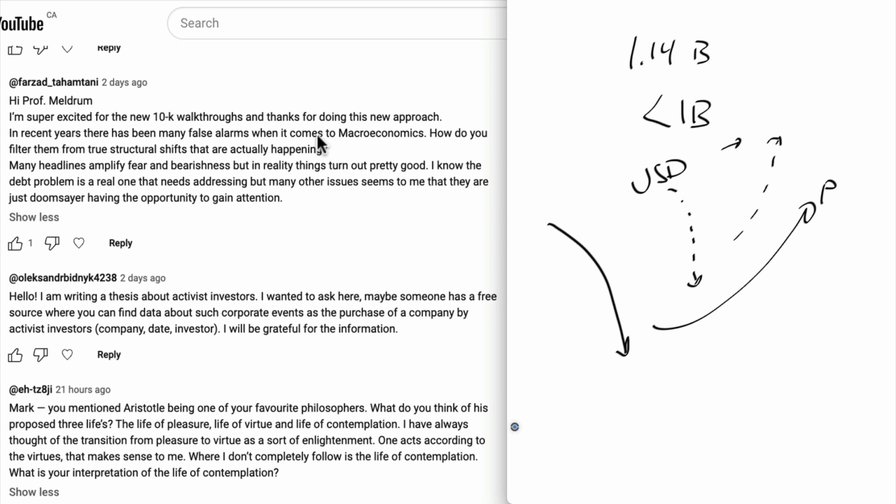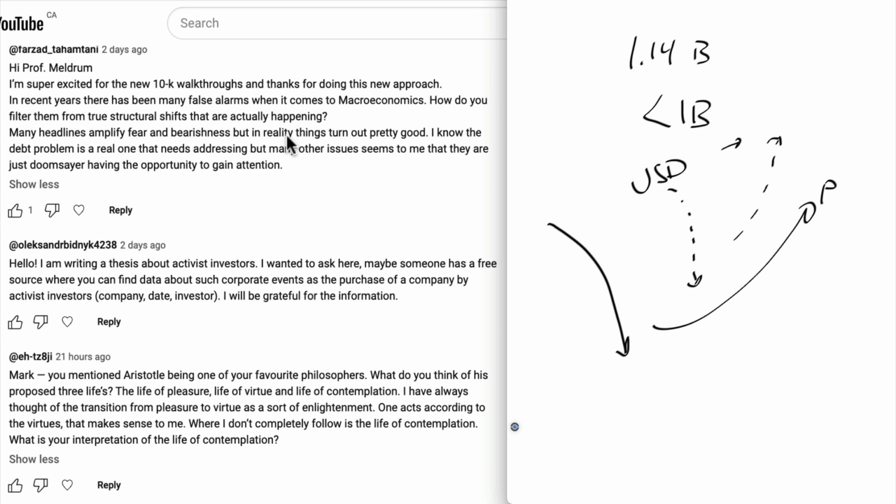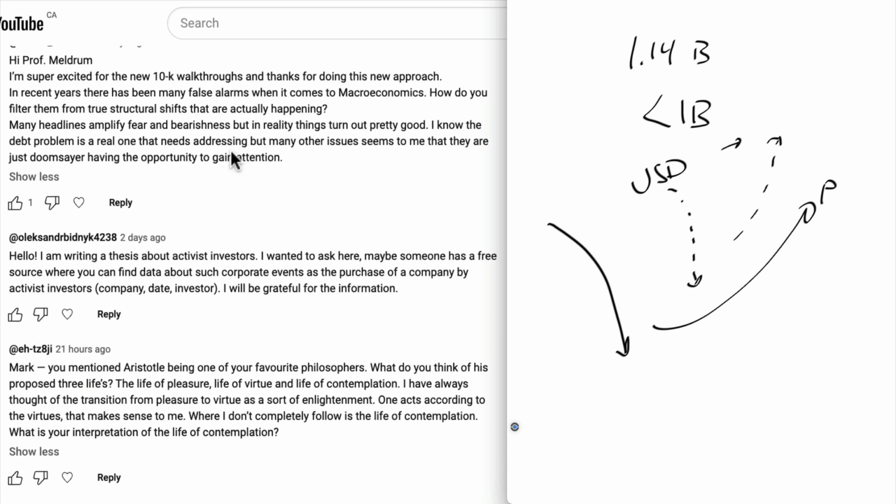Again, we play a probabilistic game, and you play the probabilities. Many headlines amplify fear and bearishness, but in reality, things turn out pretty good. That is pretty much always the case. If you look at implied volatility on any stock, it has a wider distribution than actual historical volatility.